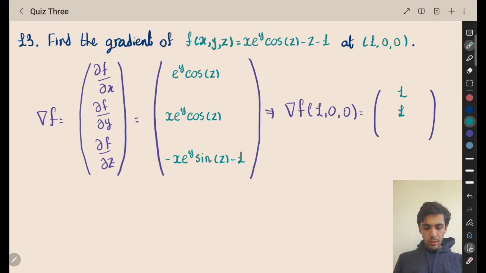And finally, if you plug in minus 1 times e to the 0 times sine of 0, and sine of 0 is 0, so I don't need to write this term. I can just write 0 minus 1. That's going to give me a minus 1. Is this the correct answer?